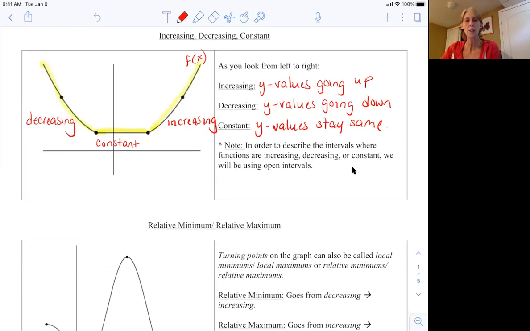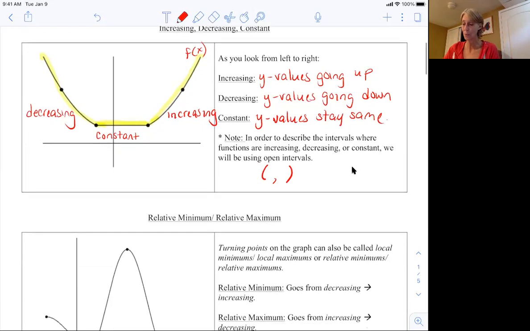Just a little side note, in order to describe our intervals where the functions are increasing, decreasing, or constant, we're going to be using open intervals, meaning we're going to use parentheses to describe our intervals. The idea behind that is our endpoints of each interval are not included, because the function is neither decreasing or increasing at that specific value.